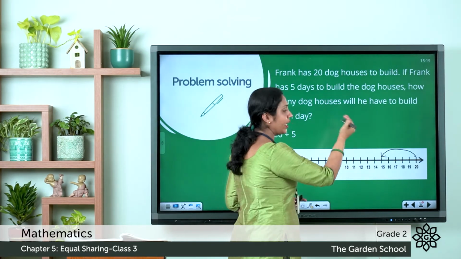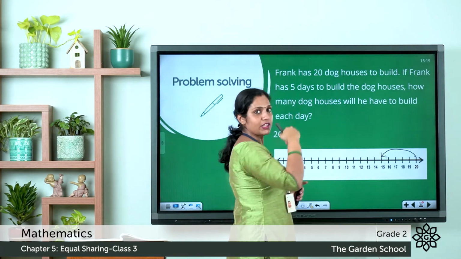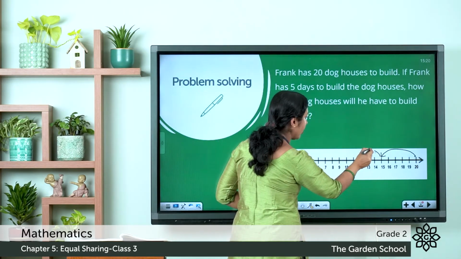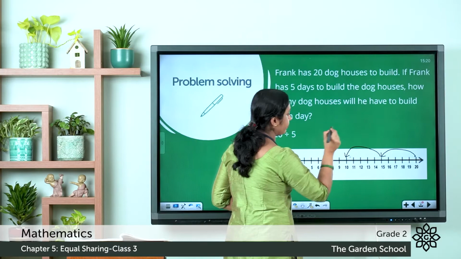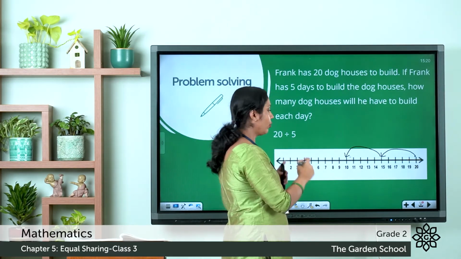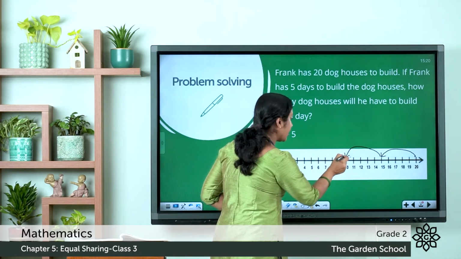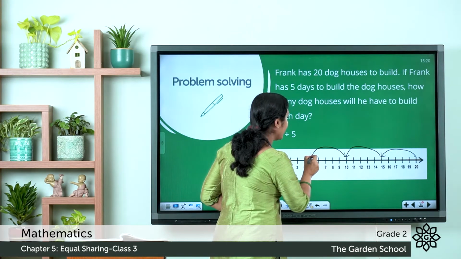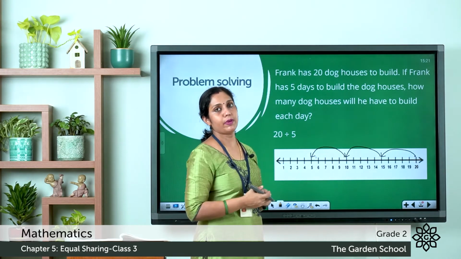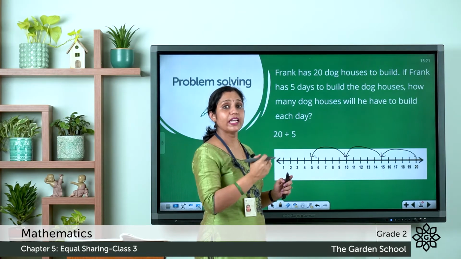Now from 15 again we have to jump 5 steps backwards. So 15 minus 5. How much is 15 minus 5? It is 10. So from 15 we reach the number 10. Now from 10 again we have to jump 5 steps backward. So 10 minus 5. How much is 10 minus 5? It is 5. So from 10 again we are going to draw a line to the number 5. Now from this 5 we have to go 5 steps backwards. So from 5 we have to go 5 steps. So 5 minus 5.